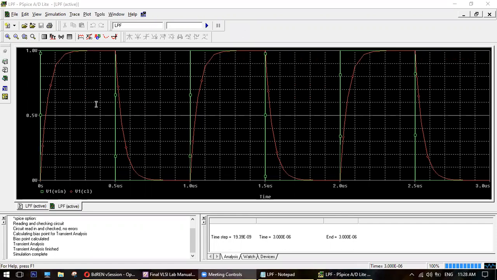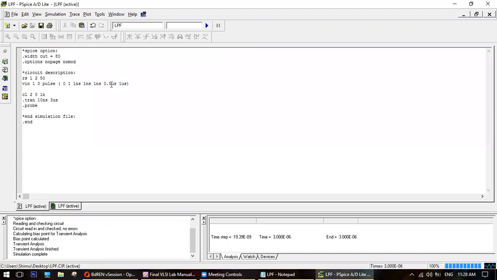But what if I change the frequency? What if I increase the frequency? What if I make it 0.1 microsecond and 0.2 microsecond? Got my point? What if I make the frequency 5 megahertz? 5 megahertz means 0.2 microsecond. Okay. What if I increase the frequency?